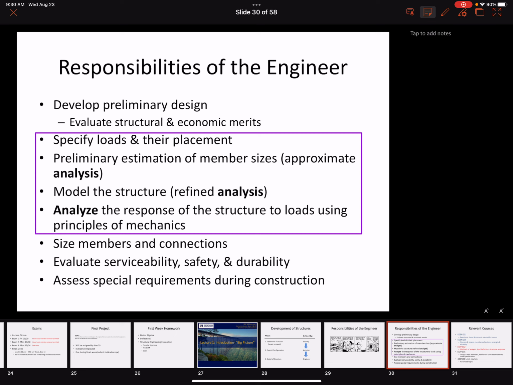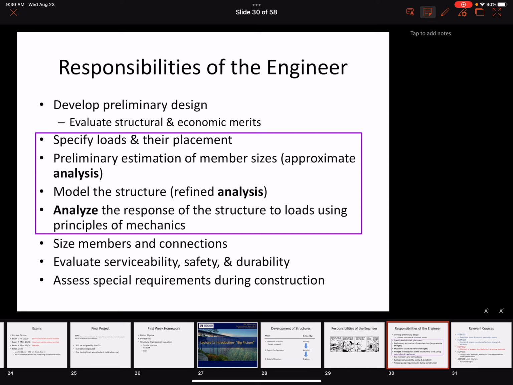And then, now we're getting into what we're going to focus on in this class. Specification of loads and their placement. Up until this point, in statics and mechanics, you have been given loads and asked to determine the response of the structure. You're still going to be doing that in this class, but in this class you're also going to learn how to determine what those loads are in the first place. So that's a cool part of the class. And then preliminary estimation of member sizes. So that's approximate analysis. That's something that we're not going to talk about until later on in the class, but in the real world that's something that you would do early on in a project.